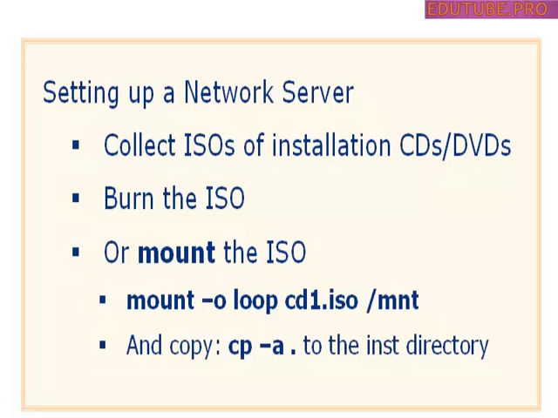For example, if the first installation CD is downloaded with the file name cd1.iso, you could use the mount command shown here to mount that ISO. And then all you need to do is run the cp -a . command to copy all the files, including the hidden files, to the installation directory. That's why I put in the dot. The dot makes sure you copy the hidden files.